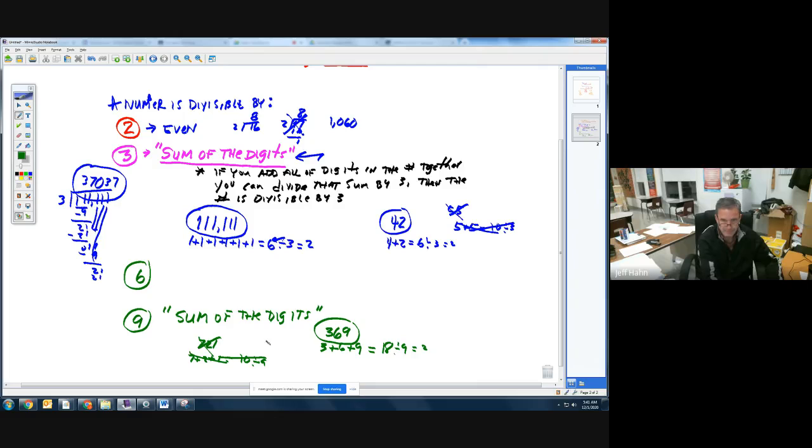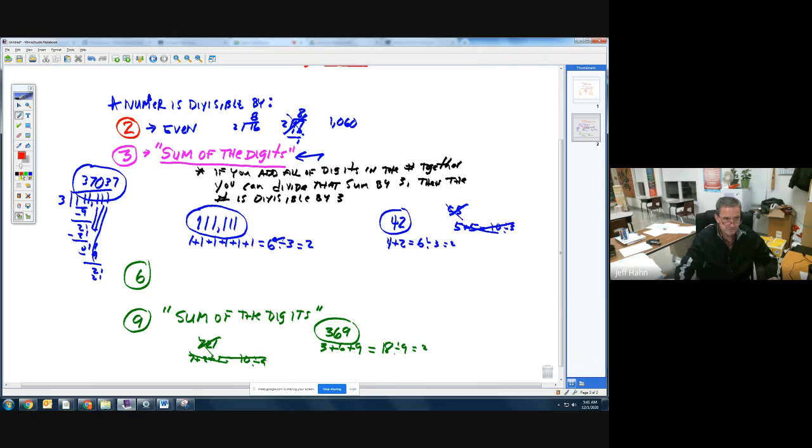Again, that is the sum of the digits. And sum of the digits only works for 3s and 9s. Don't use sum of the digits for 5s. Don't use sum of the digits for 6s. Don't use sum of the digits for that. Just 3s and 9s. And now let's do 6.